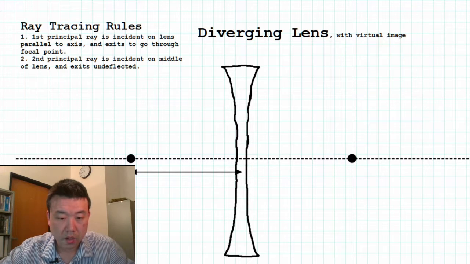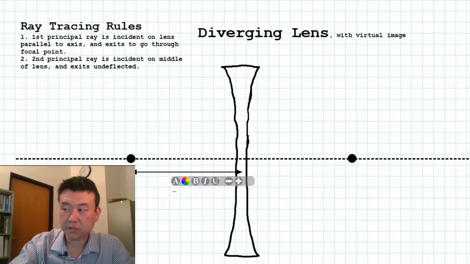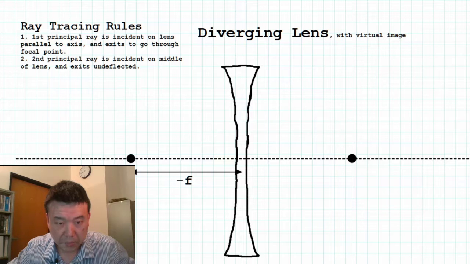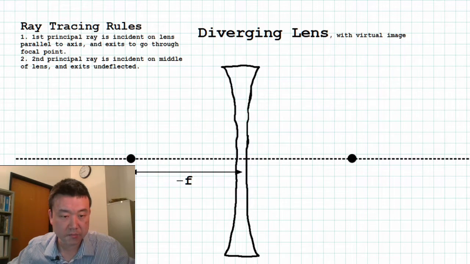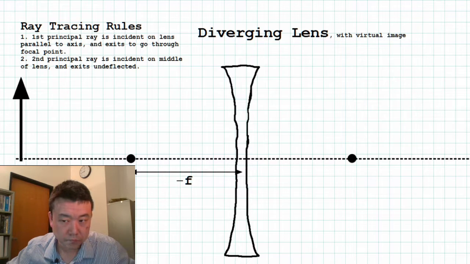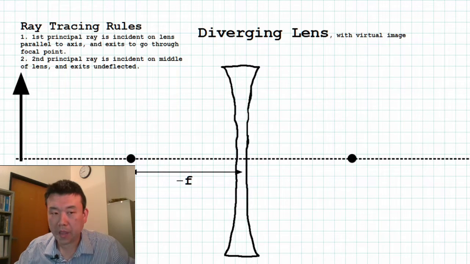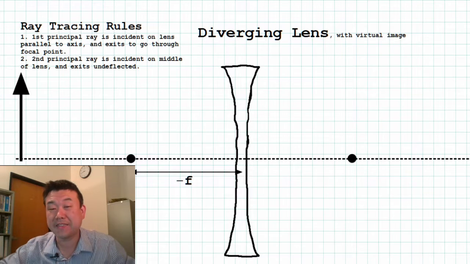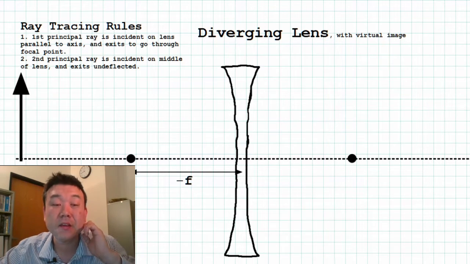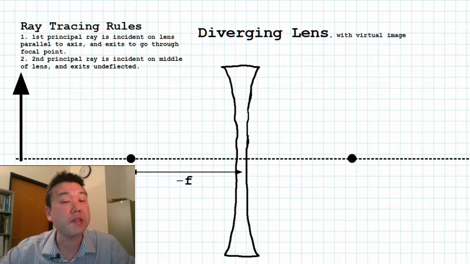So I might mark it here as minus f, just as a reminder that I have negative focal length. All right, and let me place my object. Now, as we draw our rays, I hope you realize that we have to change our rules a little bit, because if you follow the exact same rules as last time, then of course we're going to get the exact same thing. So diverging lens, the difference is that it diverges.